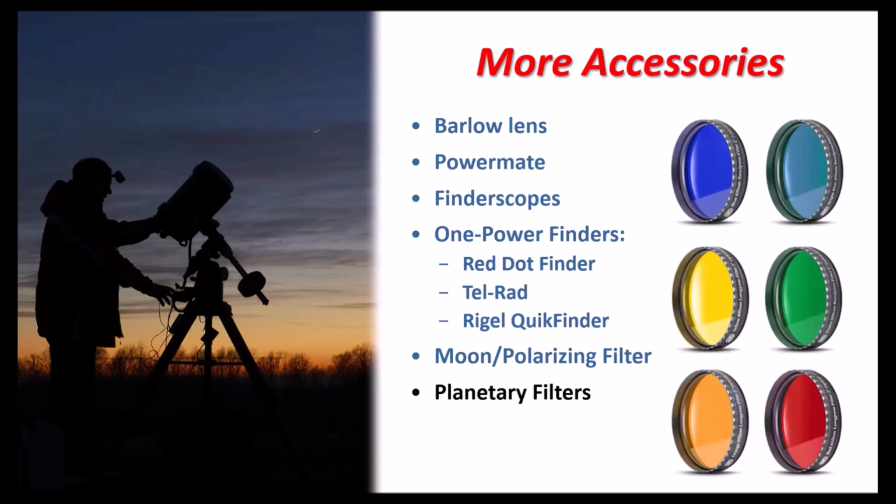Planetary filters are great. I have all the colors. And when I do get a chance to observe by myself and look at the planets, I tend to cycle through the planetary filters when I'm alone, but I don't do it with public viewing too much because nobody wants to see Jupiter in some funny color. But planetary filters are great at bringing out various details of Jupiter and Saturn, especially Mars, when it's near opposition.